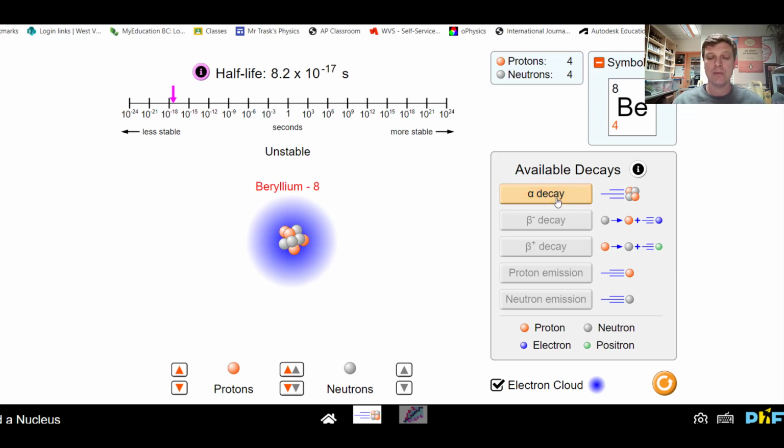In this case, we're going to do something called alpha decay. And so when I click this, it fires off radiation, and what's left behind is now a stable nucleus. Now, if this nucleus wasn't stable, then continuing reactions could happen. You could have more and more nuclear interactions to eventually arrive at a stable nucleus.